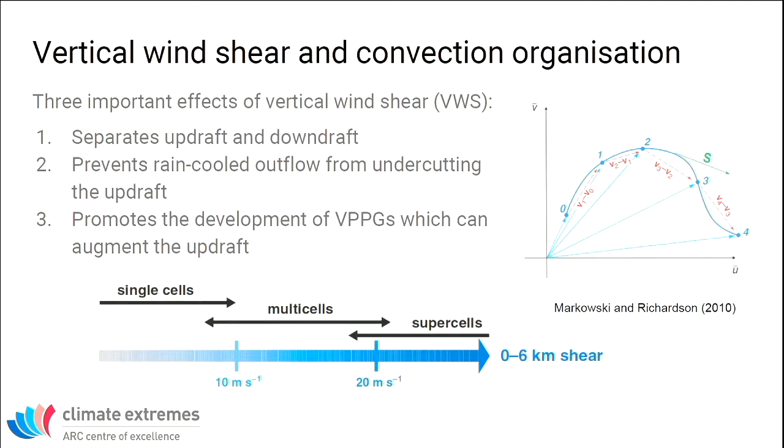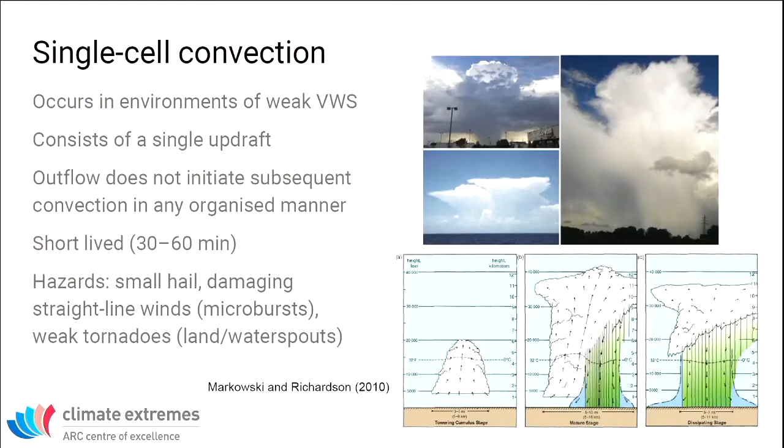We generally think of a sliding scale of convection, which ranges from simple single cells up to what are termed multicells and all the way up to supercells as your shear in the lowest roughly 6 kilometers of the atmosphere increases. And I'll talk a bit about what these different types of storms are.